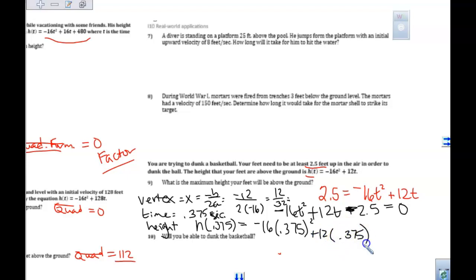Am I putting in the minus 2.5? Nope, I'm just trying to see the maximum of that one, which is 2.25. So what's the maximum feet? Your feet are on ground, 2.25.